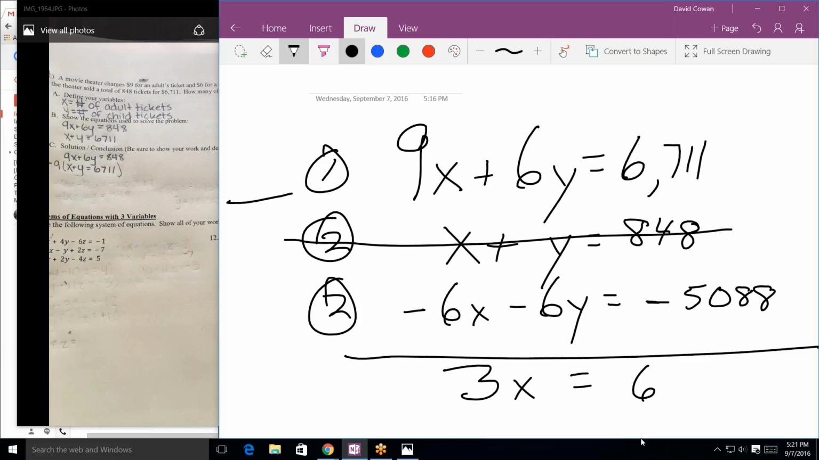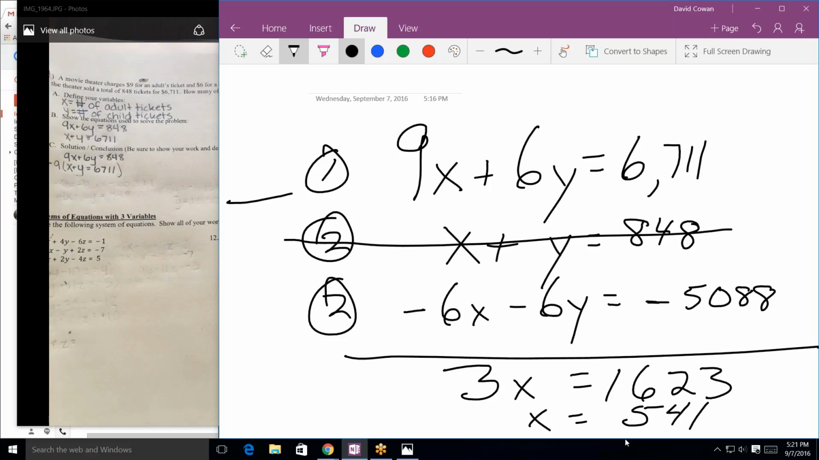1,623. And then x is equal to, hold on, 541. So that's the number of adult tickets sold.